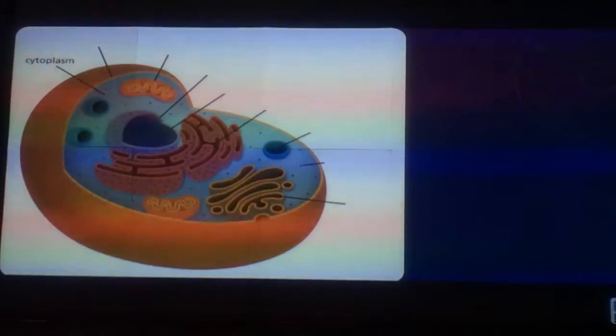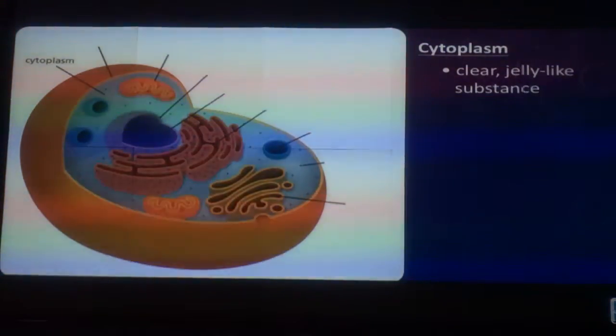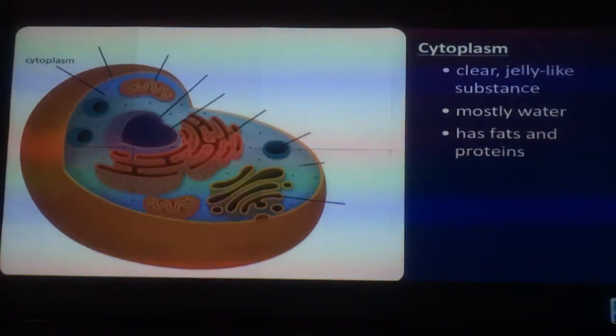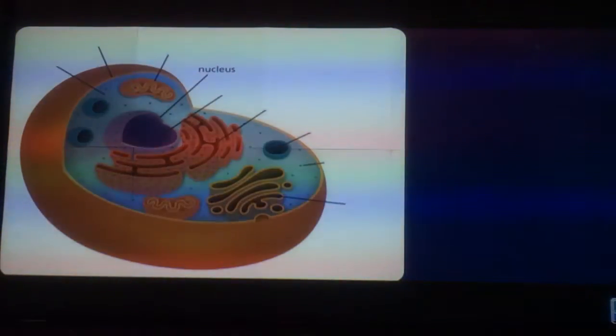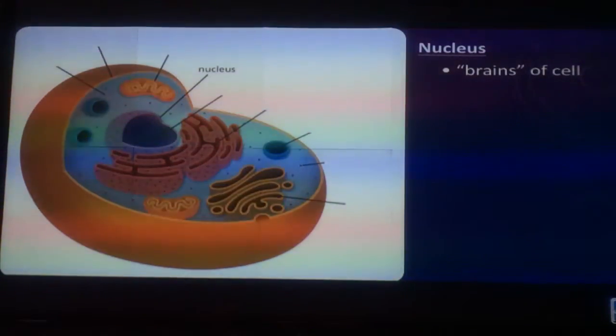The next one is cytoplasm. Cytoplasm is a clear jelly-like substance. It fills all the extra space inside the cell, and also protects those little organelles that we'll talk about in this lesson. It's mostly made of water, but it also has fats and proteins that the cell needs to grow and to have energy. The next thing that we're going to learn about is called the nucleus. The nucleus is highly important. It is the brains of the cell. It tells all of these parts what to do.